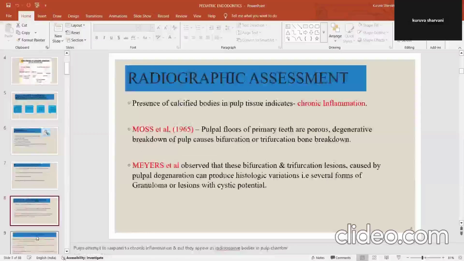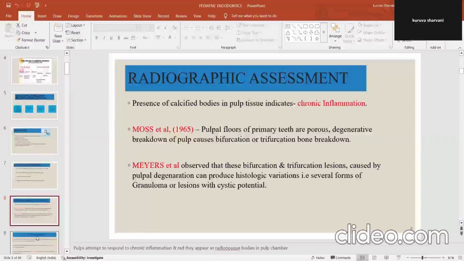Coming to radiographic assessment. It is the most important, because we are going to see any pulpal pathology, that is inflammation, and whether the caries is involving the pulp or not, because pulpal hurts are very high in the primary teeth rather than in the permanent teeth. And most of the lesions are involving the bifurcation or trifurcation areas. It is the most common cause for cyst or granuloma in children. So the radiographic assessment is that much important.